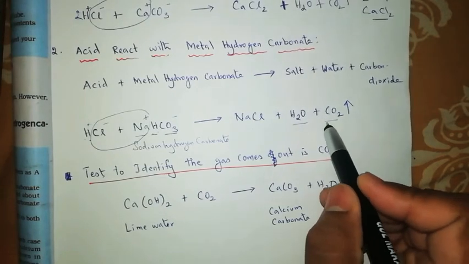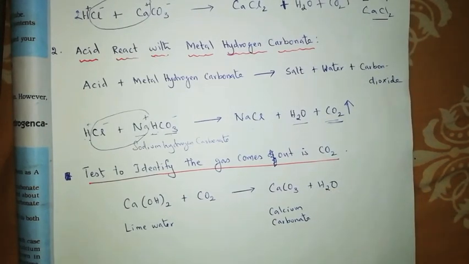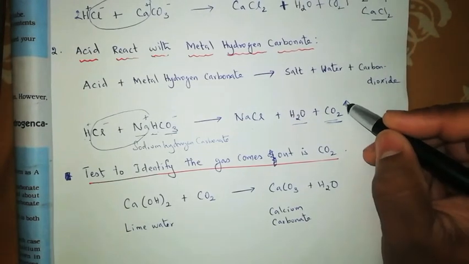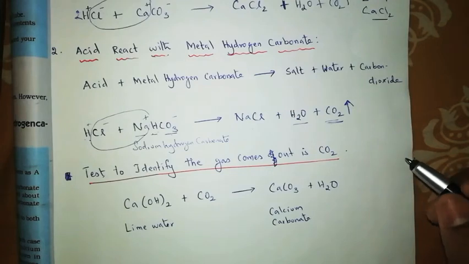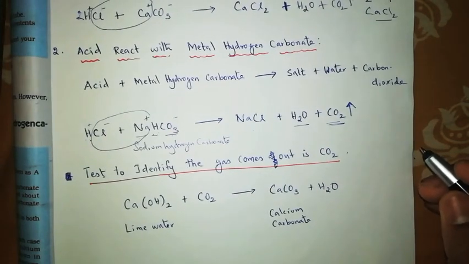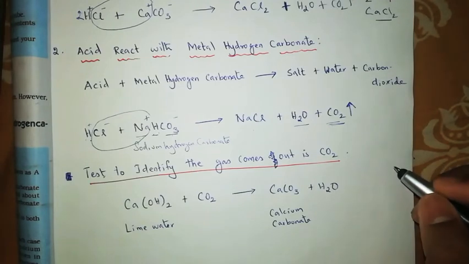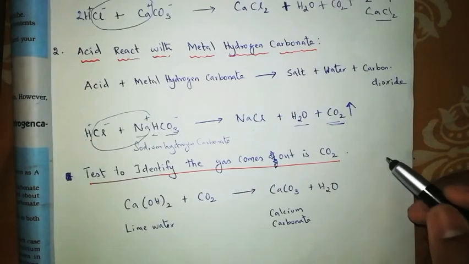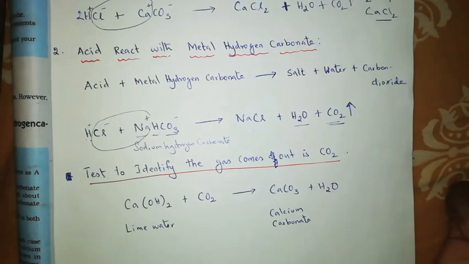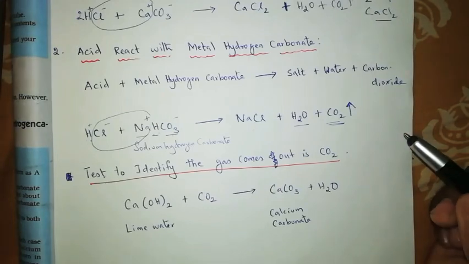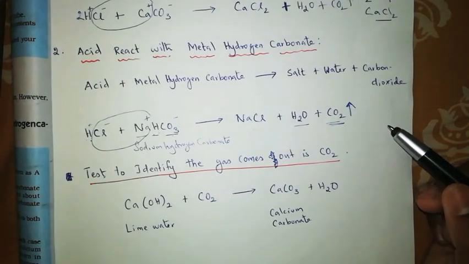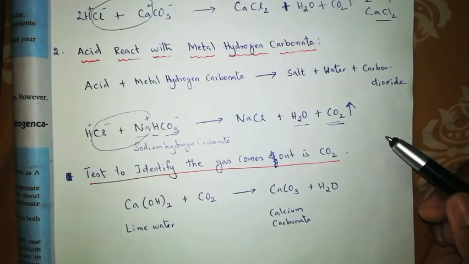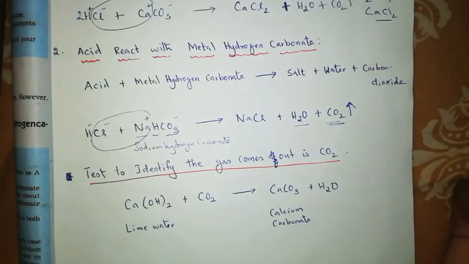Okay, let's learn how to identify, how to test this. The test to identify that the gas which comes out is carbon dioxide. How can we identify that the gas coming out is carbon dioxide? In the last class, we may have done an equation there. When an acid reacts with a metal, it gives hydrogen gas. Remember, salt plus hydrogen gas. And how did we test that? We burn a matchstick and keep it at the mouth of the test tube, and we heard a pop sound. That pop sound indicates the gas that comes out is hydrogen gas.